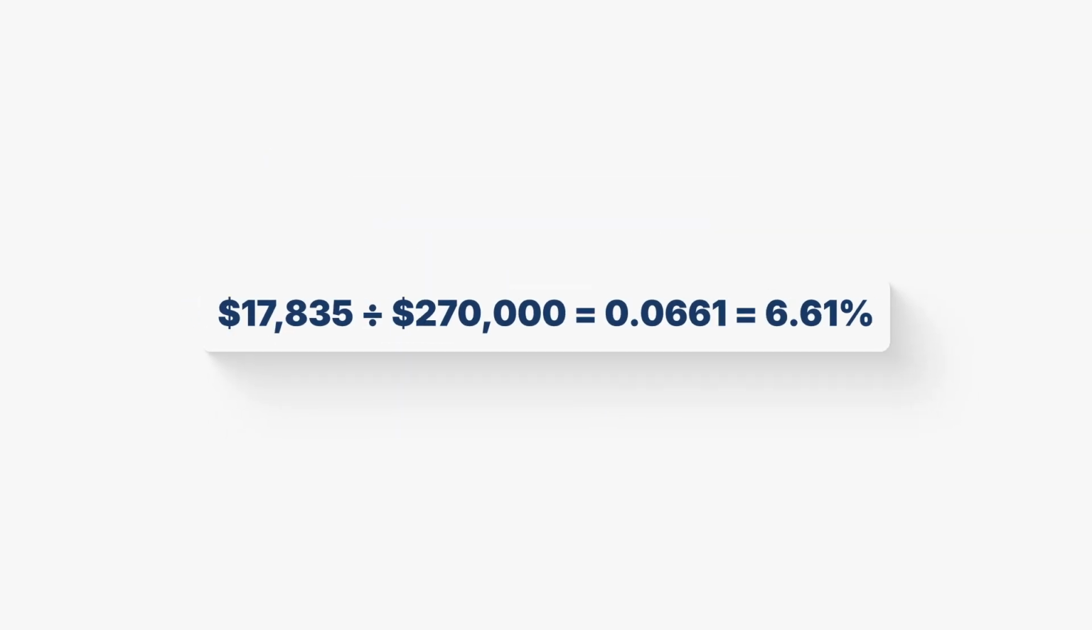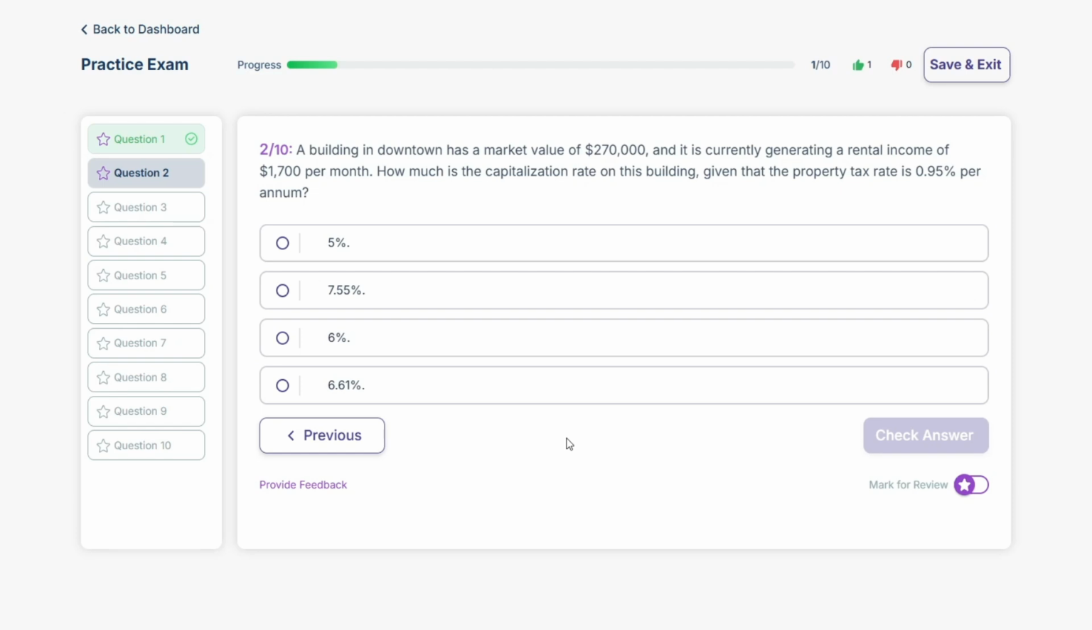So, $17,835 divided by $270,000 equals 0.0661, which is 6.61% when expressed as a percentage. And there you have it. The capitalization rate is 6.61%. The result is 6.61%. So the right answer is option D.